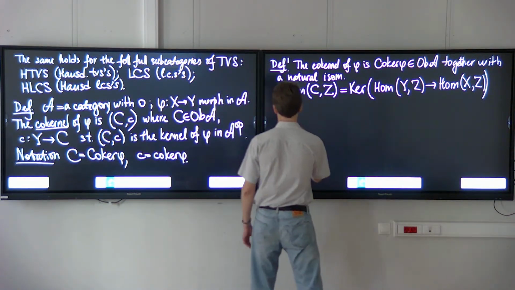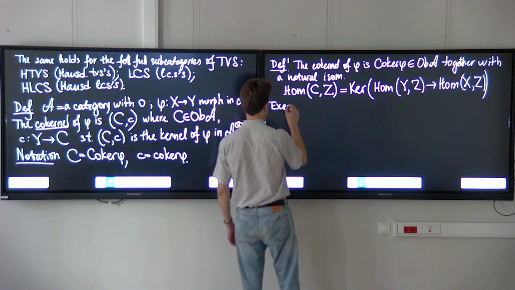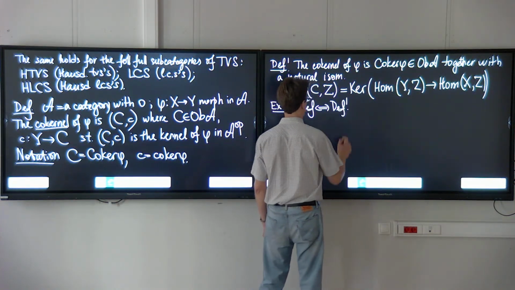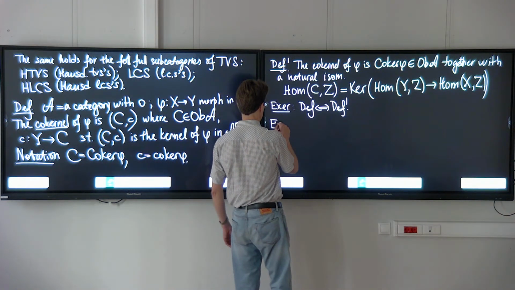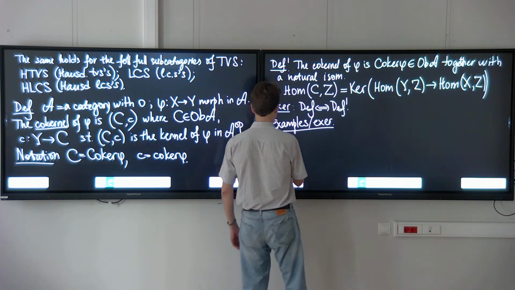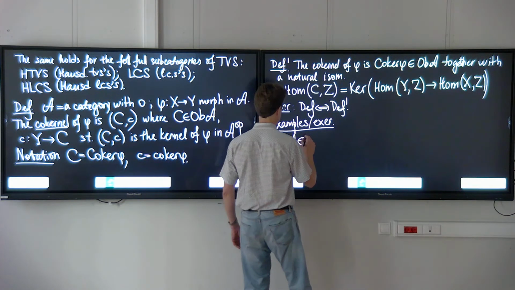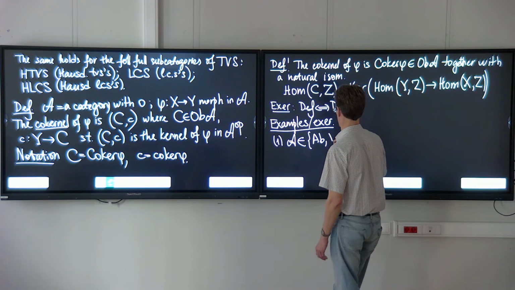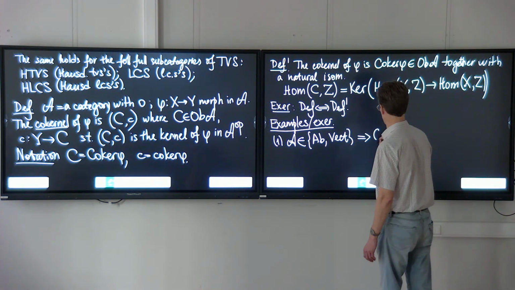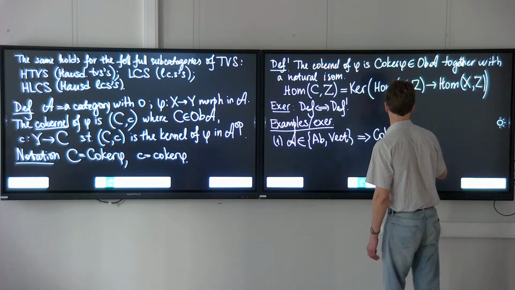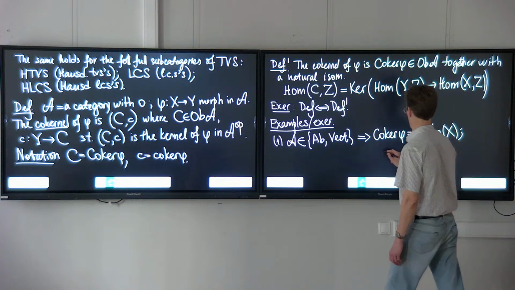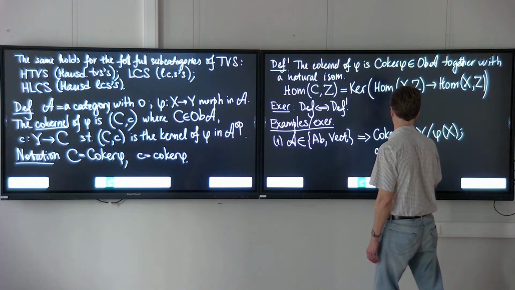Okay, again, a useful exercise is to prove the equivalence of the two definitions. And here are some examples and exercises at the same time. Take the category of abelian groups, or the category of vector spaces. Then every morphism has a co-kernel. More exactly, the co-kernel of phi is nothing but the quotient of Y modulo the range of phi, and the respective morphism is just the quotient map.